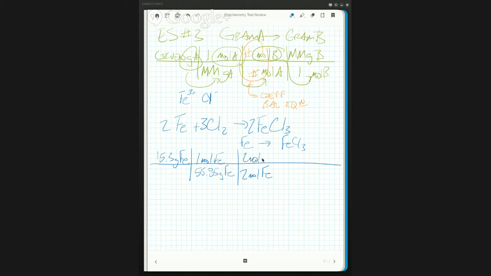So that means you're going to get 2 moles of FeCl3, and you have 1 mole of FeCl3. And so to get the molar mass of that, 55.85 plus 35.45 times 3 gives us 162.2 grams of FeCl3. And so if I multiply that all together, 15.3 times 2 times 162.2, divided by 55.85 and divided by 2 equals, and my answer is 44.4 grams of FeCl3. Yay! Okay. And that's how you do essential skill number 3.